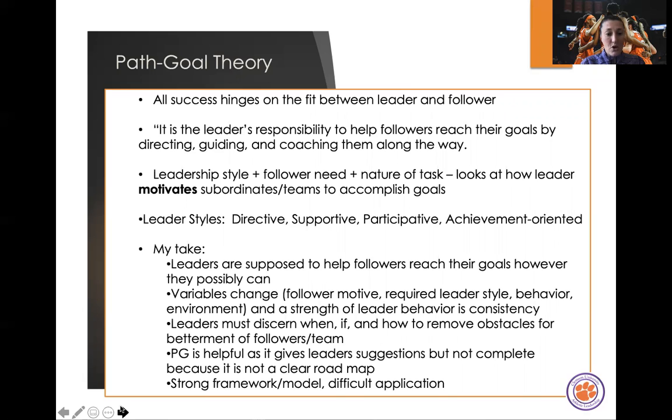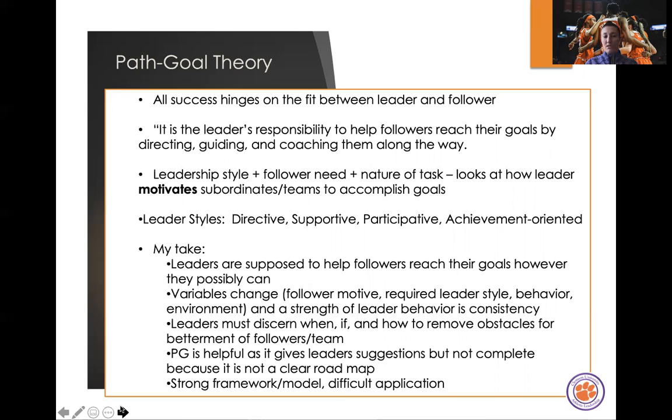of the task. And so my take on this, and we're going to get to strengths and weaknesses of the theory in the next slide, is that we're supposed to help as leaders. We're supposed to help our followers reach their goals however we possibly can. I completely agree with that. I think the thing that's hard with this is that I also believe that consistency as a leader behavior is very important too. So if a leader's constantly having to change the things they're doing to get the follower to meet their end goal, I think that's a bit of a challenge, right? The leader is going to be exhausted doing that.